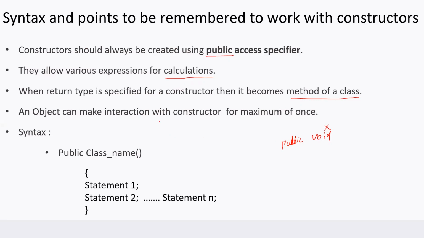An object can interact with a constructor a maximum of once. When you create an object, that object interacts with the constructor only once. In order to interact with the constructor a second time, you need to create one more object. So this is the syntax: public, class name. Because you don't have a return type here, like void, there is no return type. This is public and this is the class name. And in that, you're going to work with statement 1, statement 2, and a number of statements.